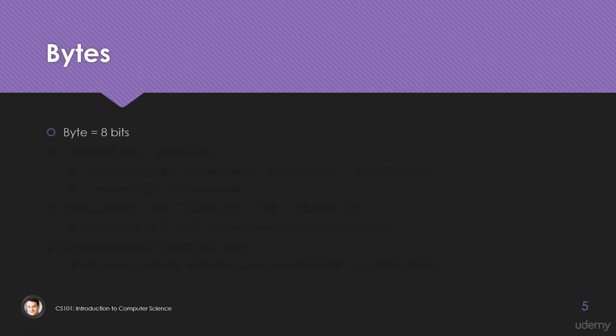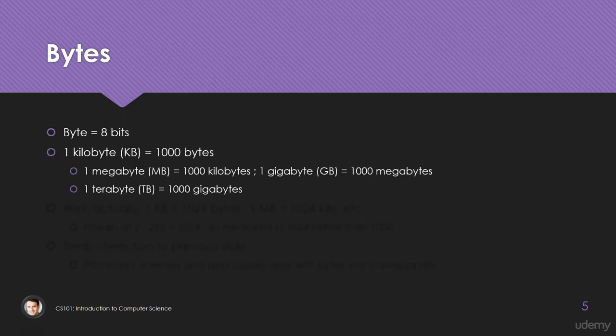What are bytes? A byte is 8 bits. That's really what it is. 1 byte is 8 bits. It's a series of 8 bits. You might have heard about a kilobyte, megabyte, gigabyte, terabyte. These are just scales of bytes in orders of 1,000. A kilobyte is 1,000 bytes, a megabyte is 1,000 kilobytes, a gigabyte is 1,000 megabytes, and a terabyte is 1,000 gigabytes. So you have scales of 1,000.